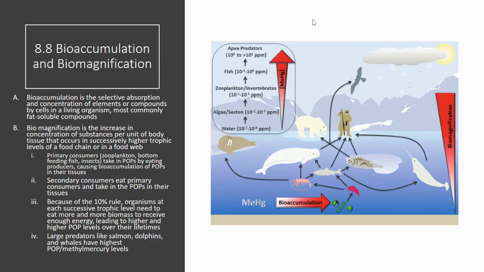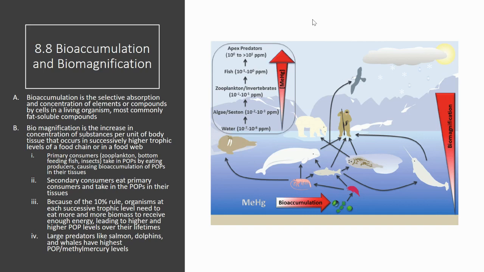Now let's get into bioaccumulation and biomagnification. I'm sure you may have heard these two words before, and I know our lab is on both of these topics. But the difference between the two: bioaccumulation is where we see the selective absorption and concentration of elements or compounds by cells in that living organism, and they're usually going to be fat-soluble compounds. But biomagnification is the phenomenon where we see an increase in concentration of those substances per unit of body tissue in higher trophic levels of a food chain or a food web.